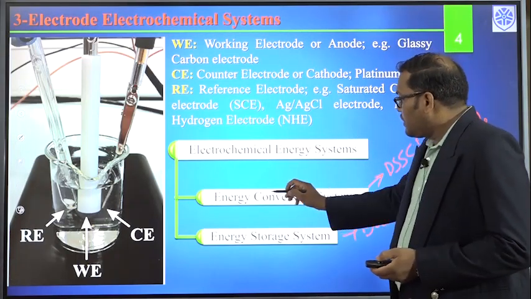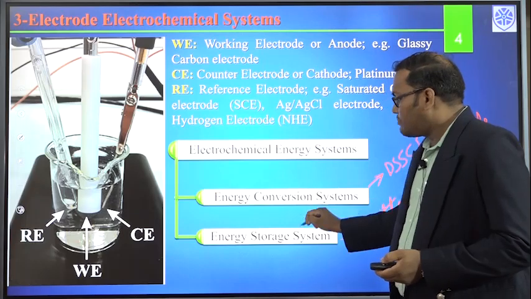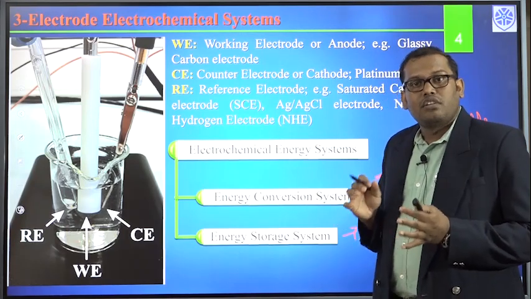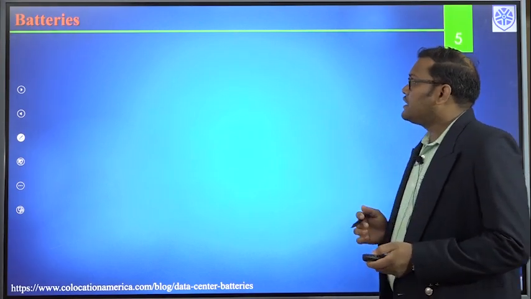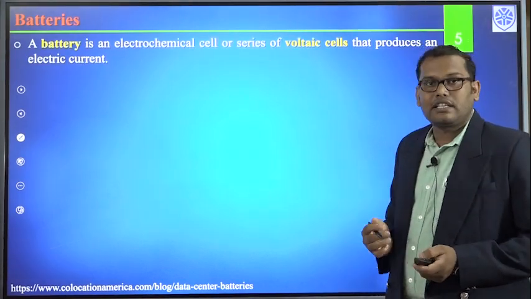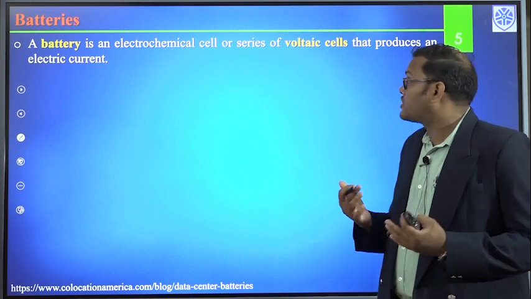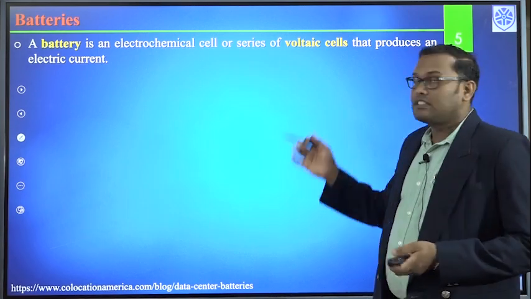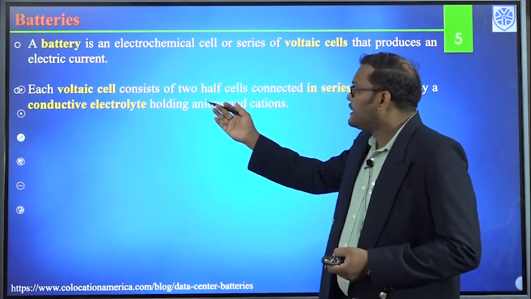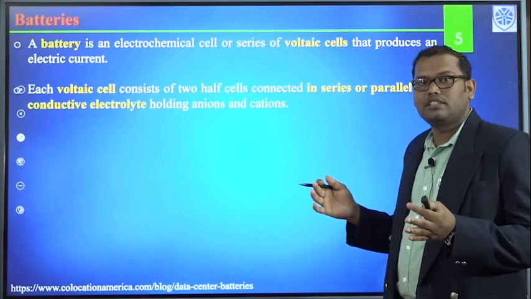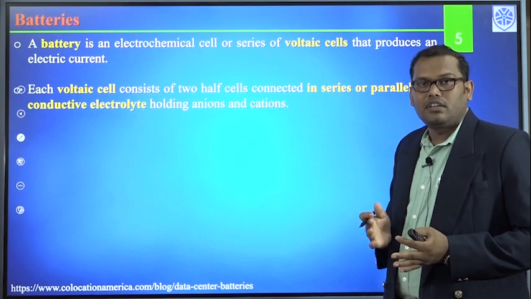So, basically you must integrate the energy conversion system into an energy storage system to store the converted energy. Okay, so let us see what exactly a battery is. A battery is nothing but an electrochemical cell or voltaic cell that produces electricity, electric current. And each voltaic cell, for example one cell, has an anode, a cathode and an electrolyte.